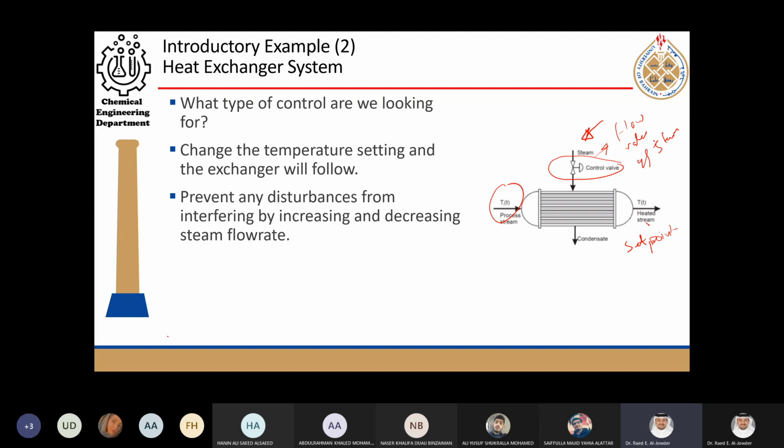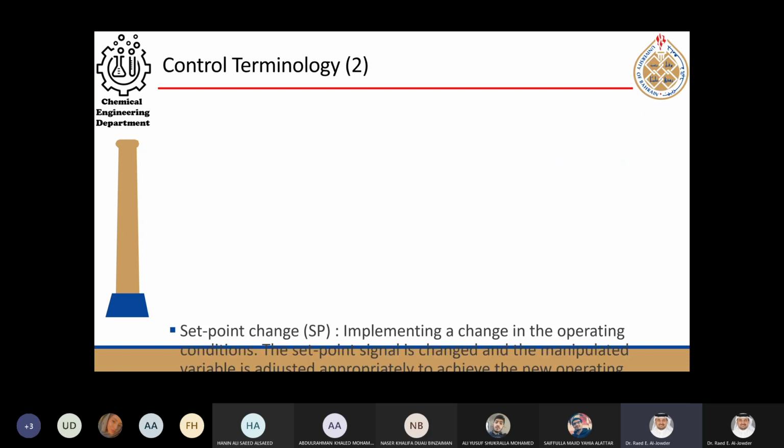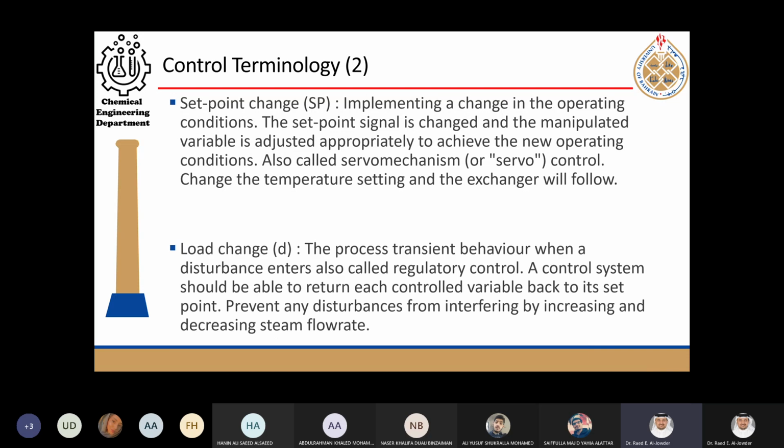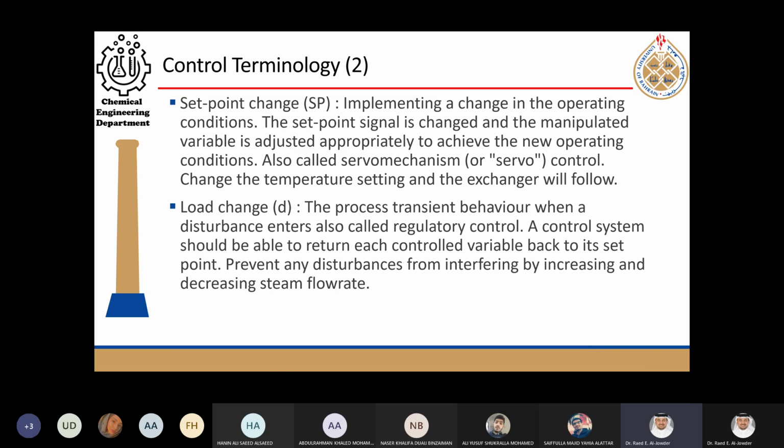Okay, because of those two examples, sometimes I want to change the set point. Sometimes I want to protect my system against disturbances. I have two modes of control. The first mode is called set point tracking. The second mode is called load rejection or load change or disturbance rejection.